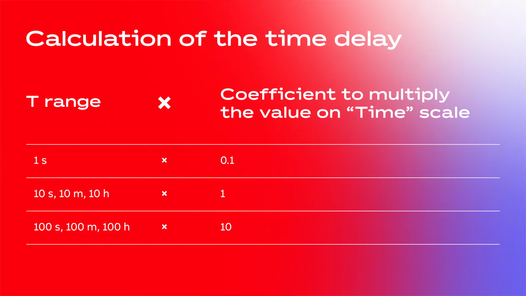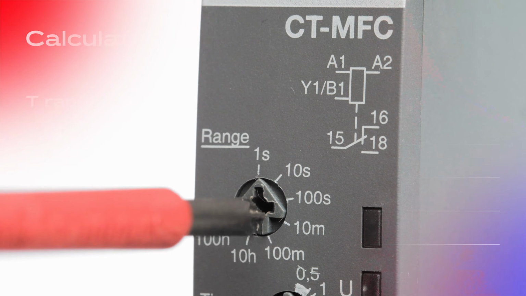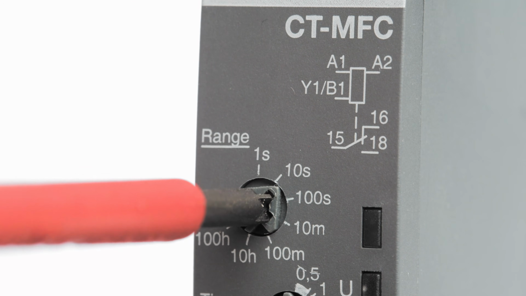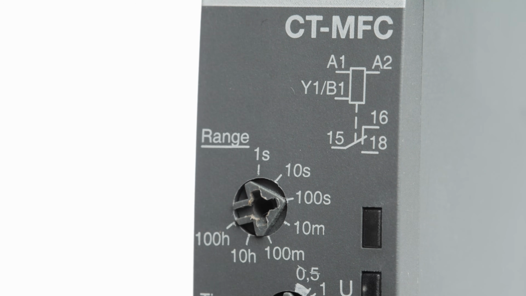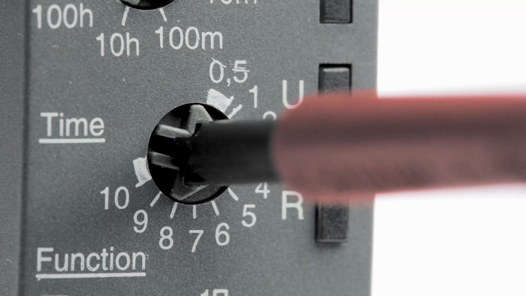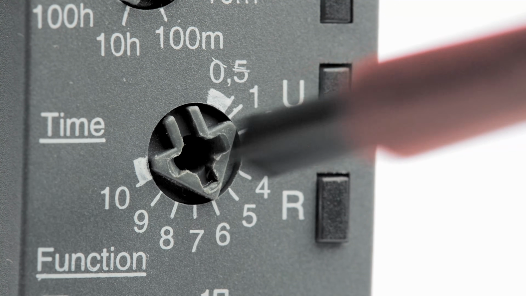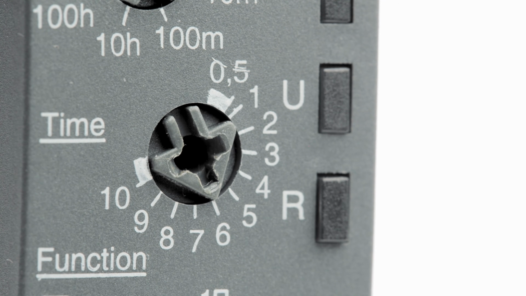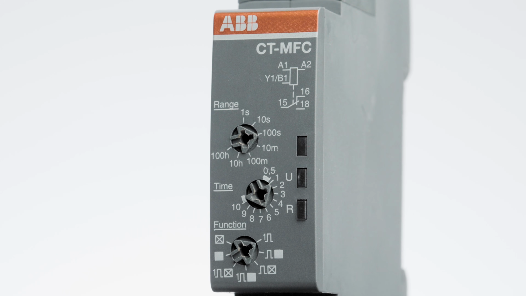Example, configuring 60 seconds. Set the time range to 100 seconds, which is the closest to 60 seconds. Set the time dial to 6. Since the 100 seconds range is selected, multiply the scale value by 10. 6 times 10 is equal to 60 seconds.